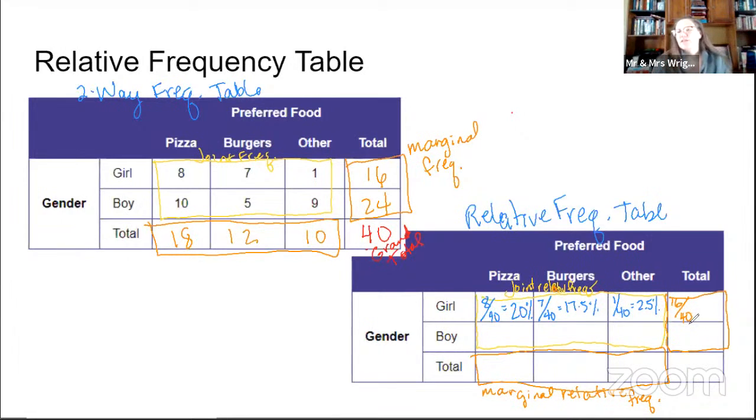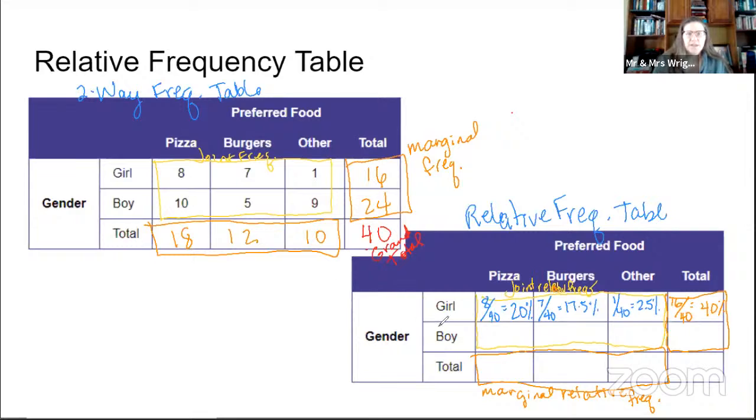And I get 0.4. So that's 40%. Now, if you want to check that and make sure you got that correct, we can add up those joint relative frequencies, and they should equal our marginal relative frequency. So I'm going to add up my 20% plus my 17.5% plus my 2.5%. And what do I get? I get 40%. So you can see that that is a check to make sure you got it correct.